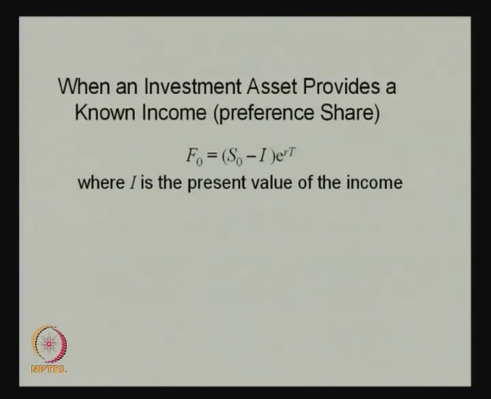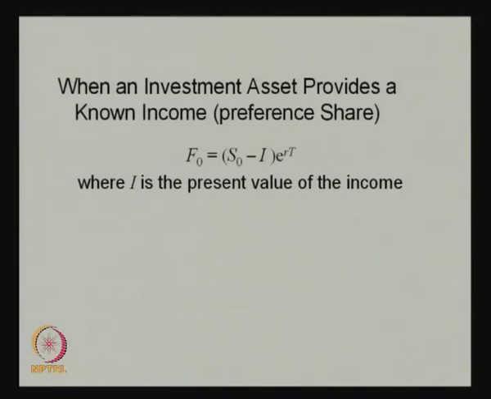So, when an investment asset provides a known income, basically we know that this is the asset we use in the market in terms of the preference shares, then what happens? Because preference share, if you already know this, what do you mean by the preference shares? Preference share basically provides a fixed amount of income at a regular interval or in a specific time period. So, therefore, preference share is more or less close in characteristics to debt instruments than equity instruments. That is why if an investor owns the preference share of a company, they do not have any voting rights or ownership in that particular company.